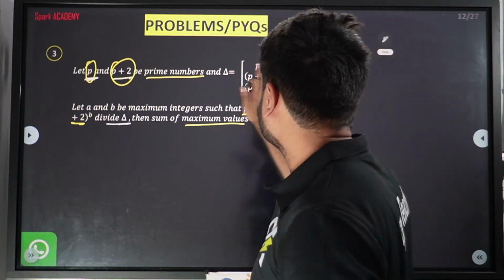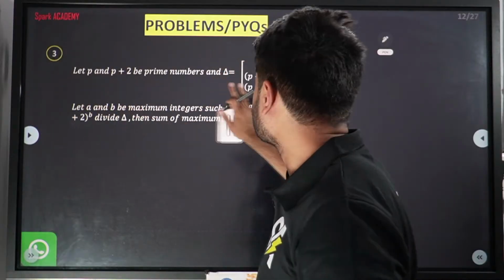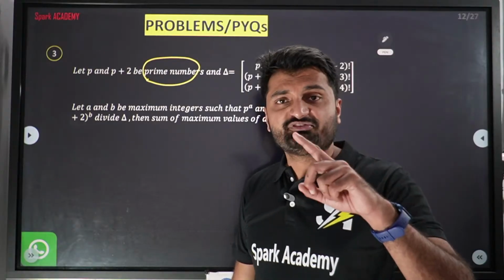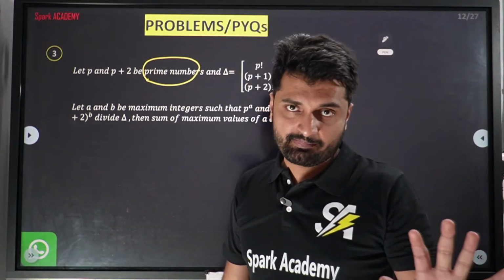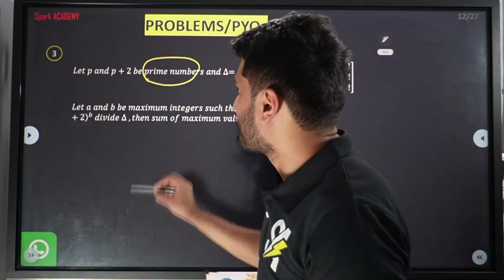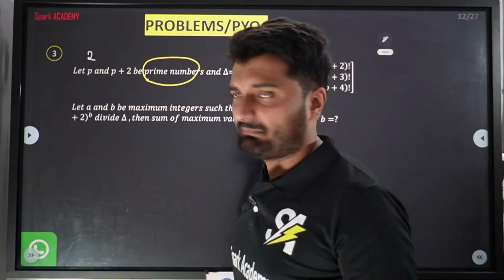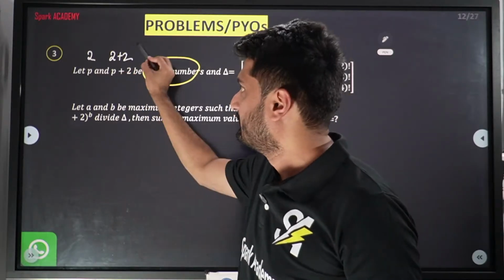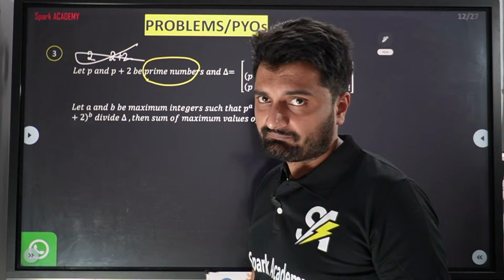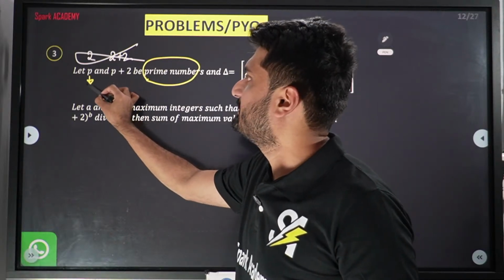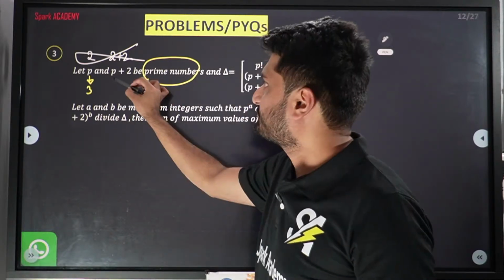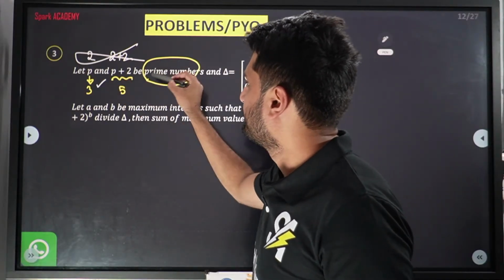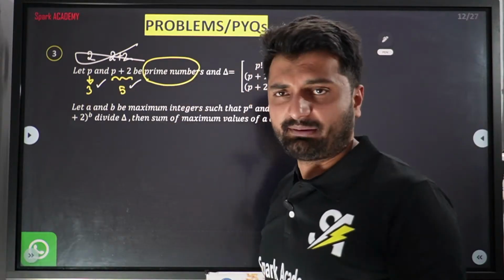So the question looks very complicated, but again mana assumptions to start chedamu. Manaku kavalsindi prime numbers. Prime numbers ante they are divisible by that number and itself. They are not divisible by any other. So we can take probably 2. 2 is a prime number, but deentlo substitute chesamante 2 plus 2 4. 4 is not a prime. So 2 assumption wrong manaki. Next 3 assume cheskundam. So P value let us assume 3. P plus 2 emaitundi? 3 plus 2 is nothing but 5. So yes, 3 and 5 are prime numbers.